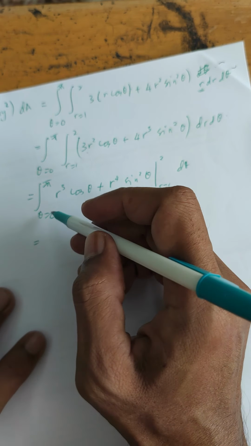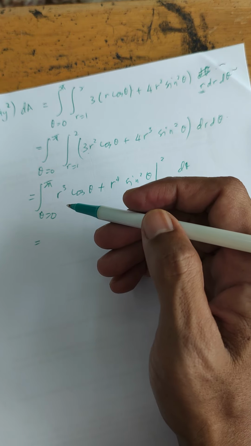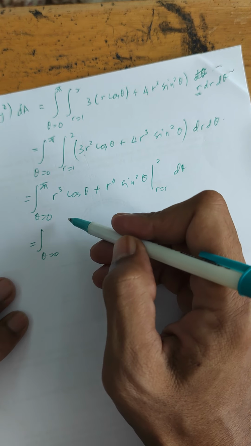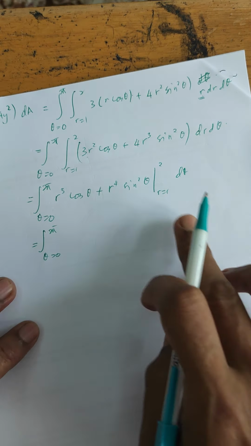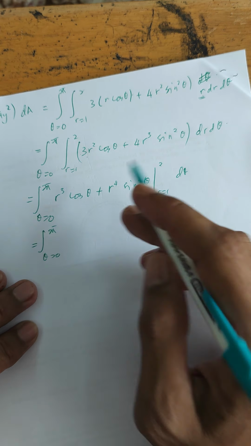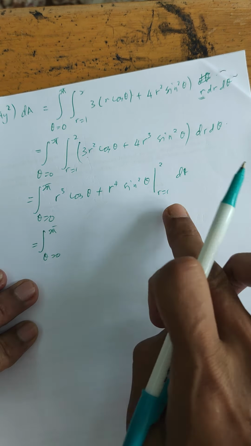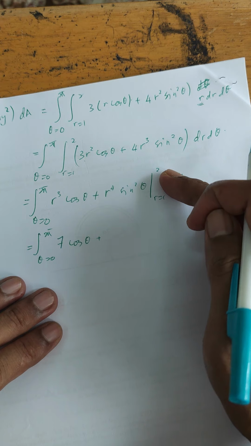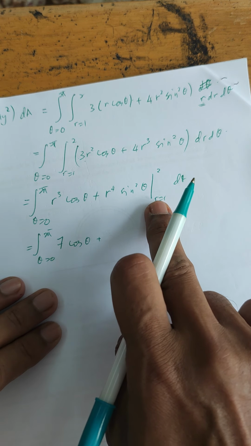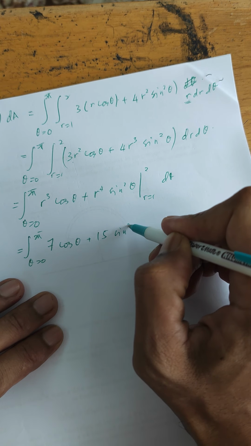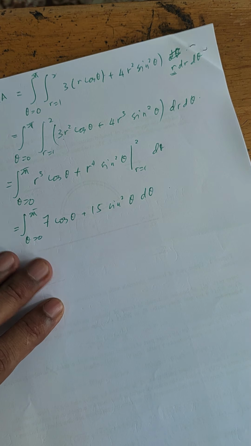Then this is not difficult to do. What we have is theta from 0 to 2 pi, so you substitute that, you get 8 cos theta minus 1 cos theta, so that gives you 7 cos theta, and then you get 16 sine theta minus 1 sine squared theta, that gives you 15 sine squared theta d theta.